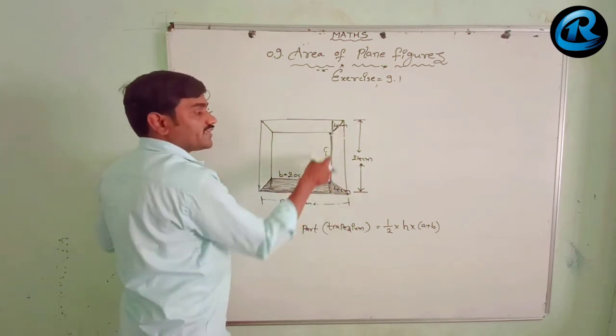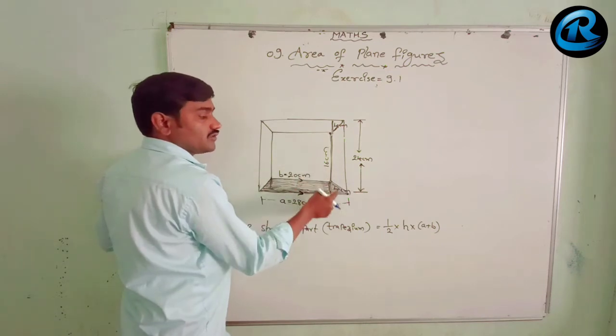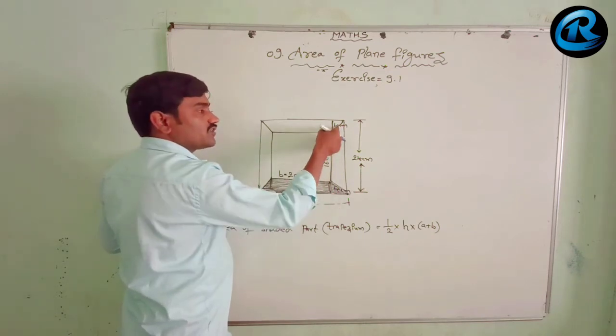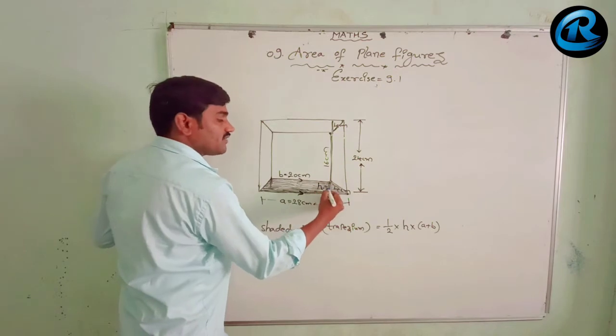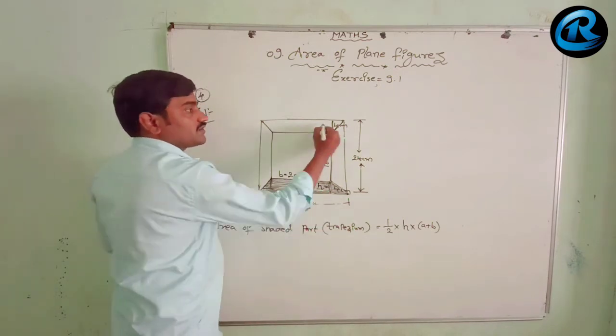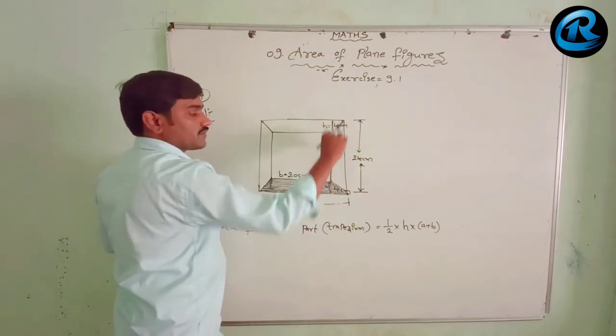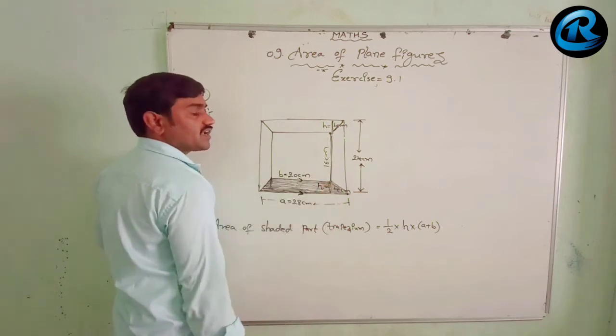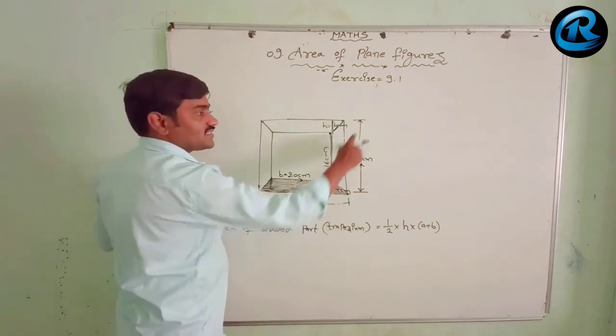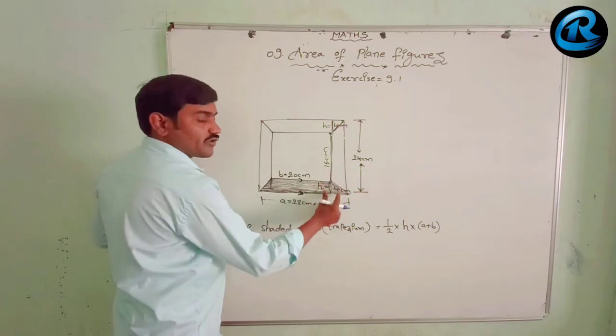4 plus 4, 8 plus 16, 24. 4 plus 16, 20, 20 plus 4, 24. So here the H value is equal. The height of these sides will be equal to 4 centimeter. Then only it will be balanced. See, 24 and it will be 24 completely now.